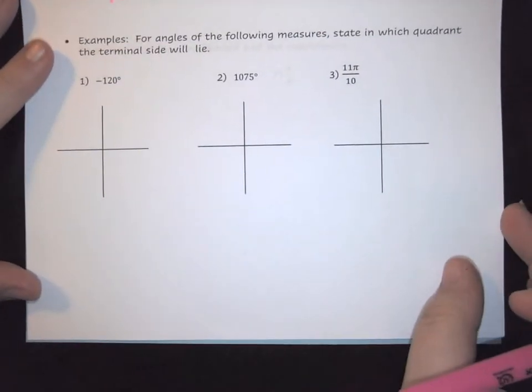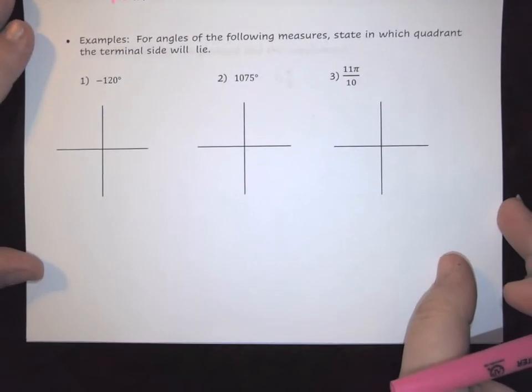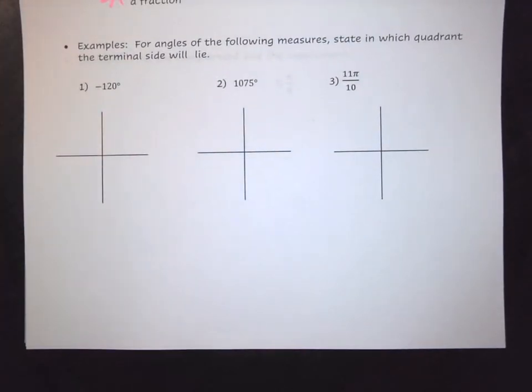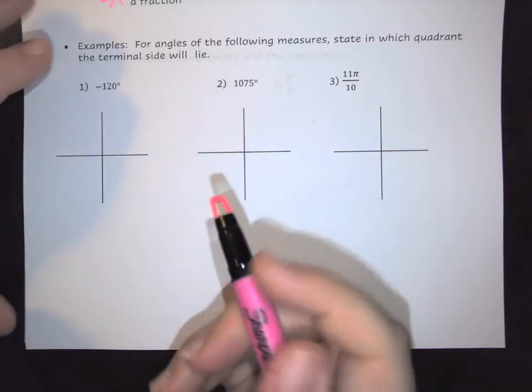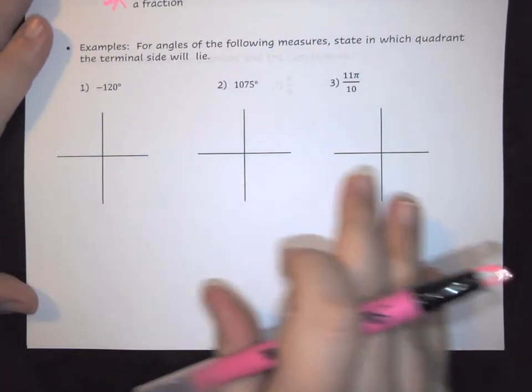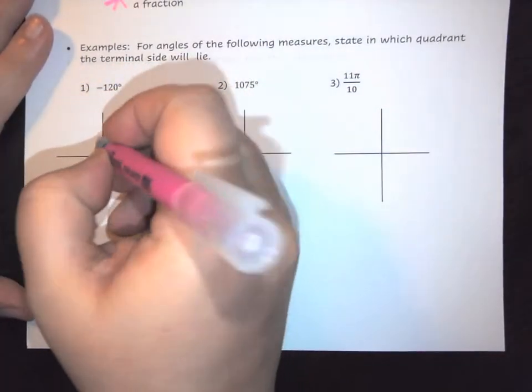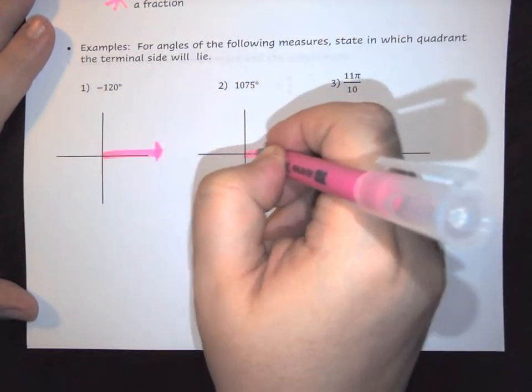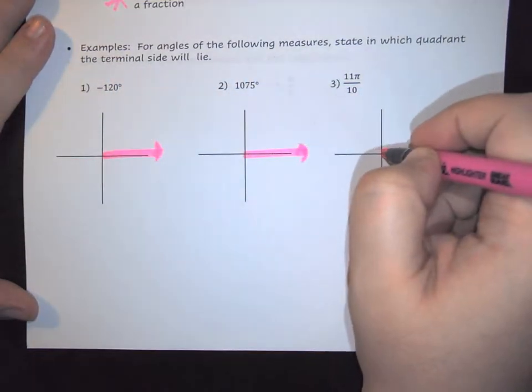Alright, so that's a lot of information. So let's work some examples to make sure you understand what's going on. These first examples are asking you to state the quadrant that the terminal side ends up in based on the measure you've been given. What you have to remember about all three of these examples is that your initial side is going to be your positive x-axis.